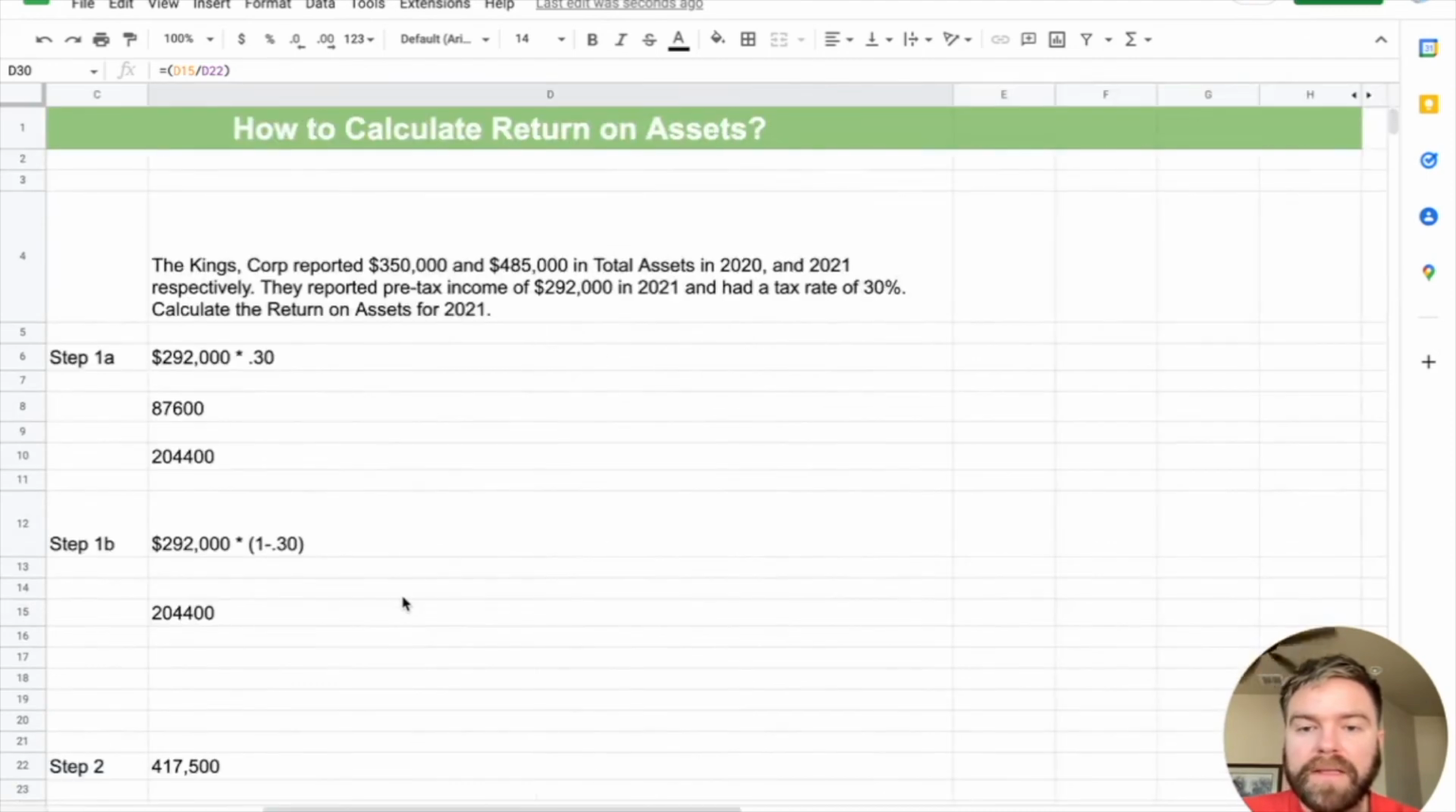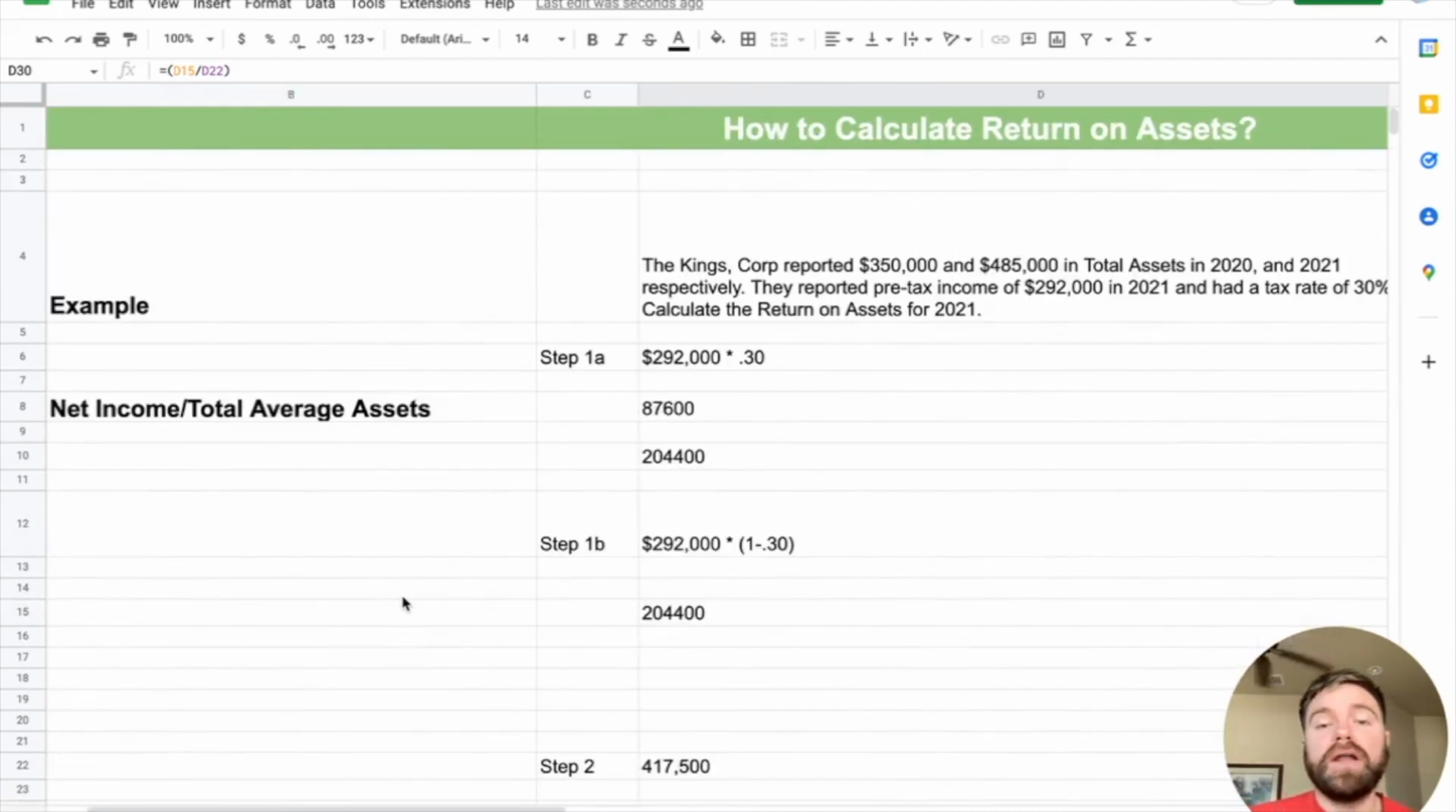So that right there is how you calculate return on assets. We went through what it is, the formula for it, and then went through a big practice problem where I showed you exactly how to calculate return on assets for the year 2021.